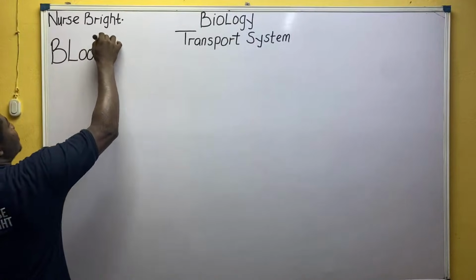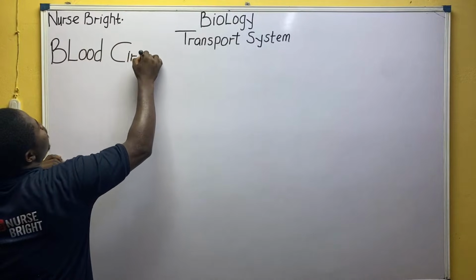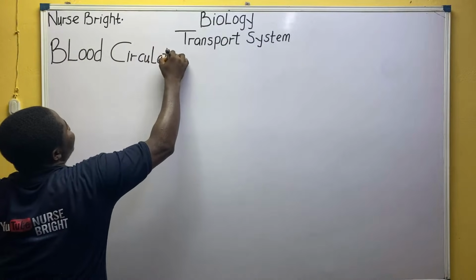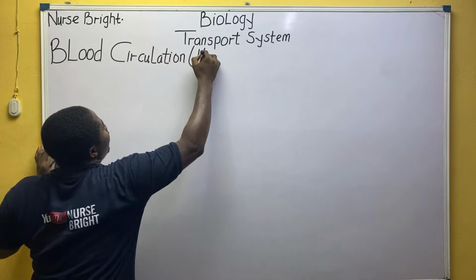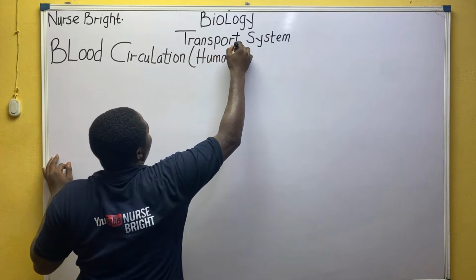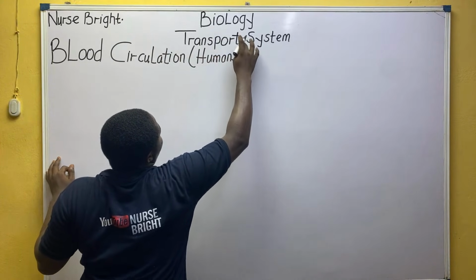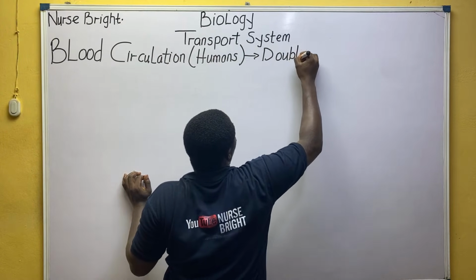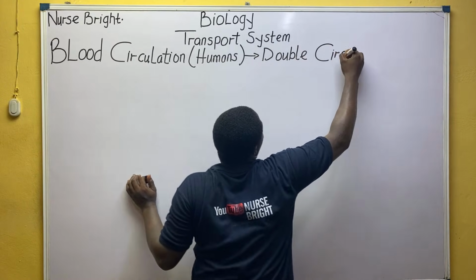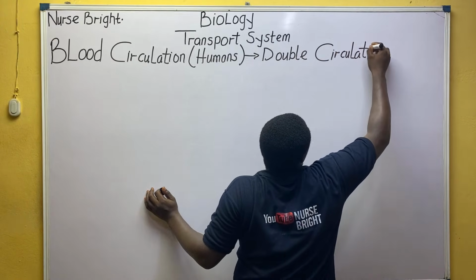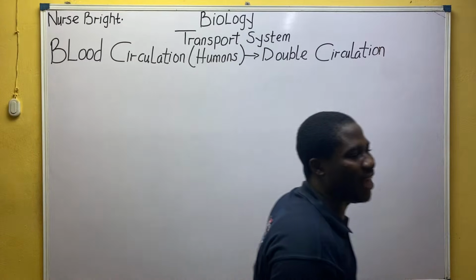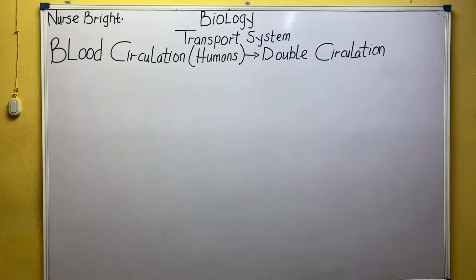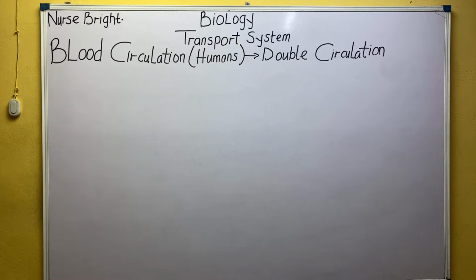As a student, you should know that humans undergo what kind of circulation? We undergo what we call double circulation. I will show you, so pay attention. Double circulation. And what does this mean? Before I explain, let me draw the structure of the heart, and then explain to you how it works.